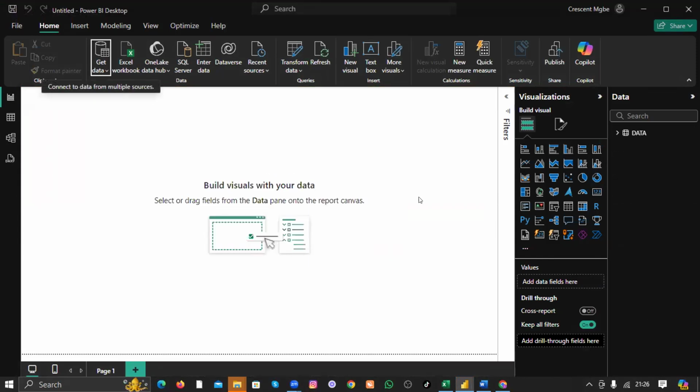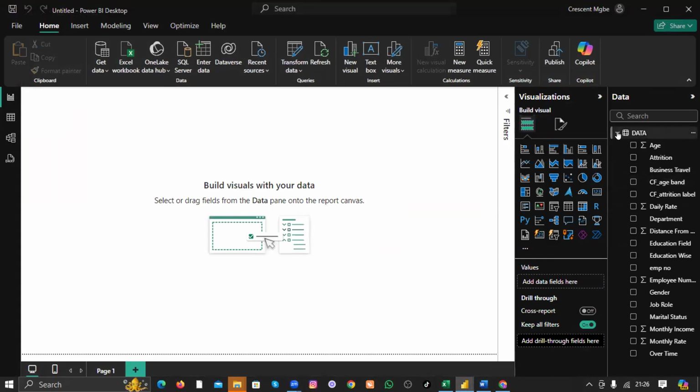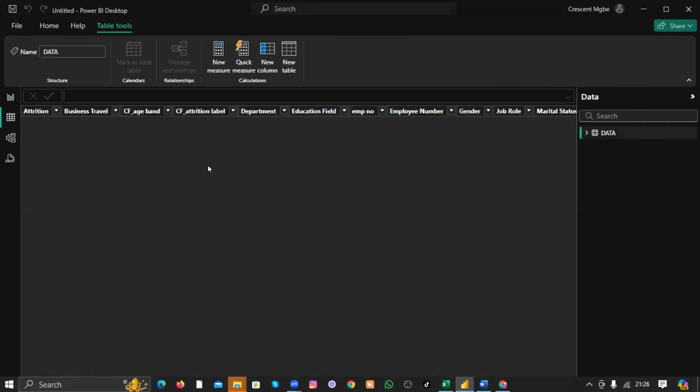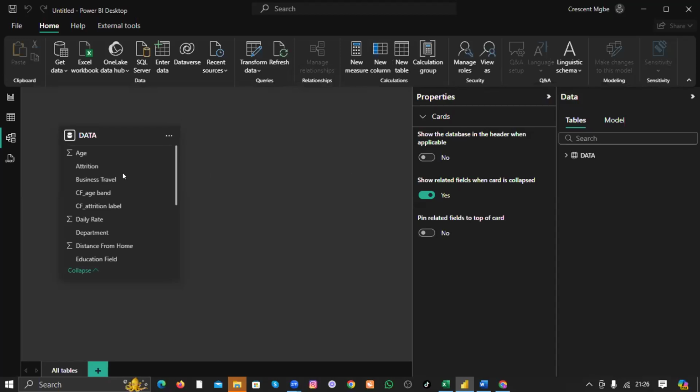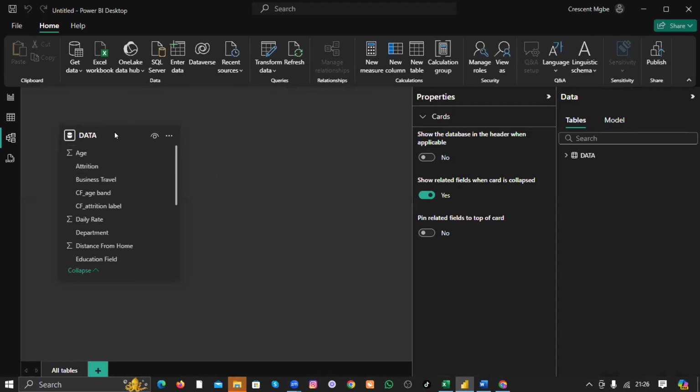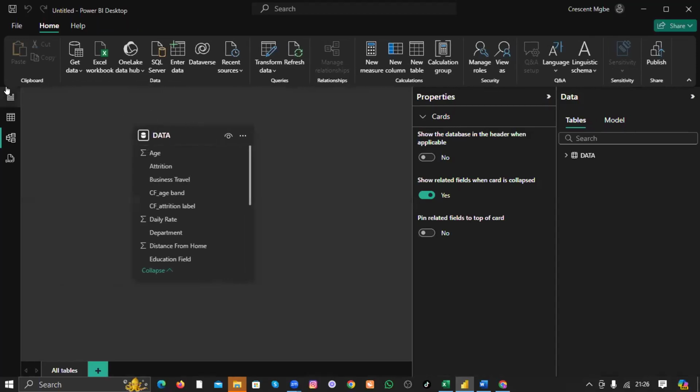Fine. So it has loaded our data here. There's no point checking the relationship because we have all the data in one table, so we don't have to bother about relationship. If not, you would just come here and make sure that your relationship is okay. But we'll just have one table here, so we don't have to worry about relationship.